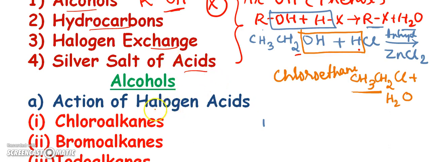So this we have prepared from the alcohol by the action of the halogen acids. We can prepare chloroalkanes, bromoalkanes and iodoalkanes. This which we had just prepared was a chloroalkane because of the presence of this chlorine.